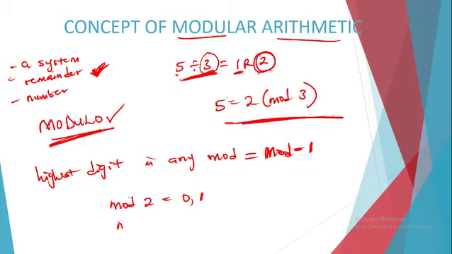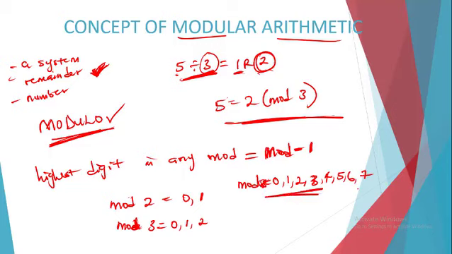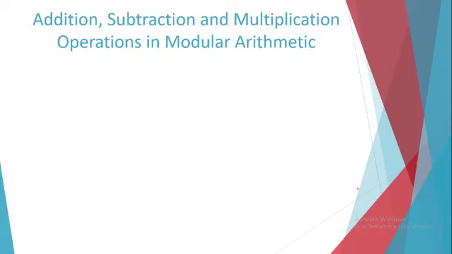Then when we are dealing with mode 3, we are looking at 0, 1 and 2. There is no 3. Do we understand? So when we are dealing with mode 8, we now talk of 0, 1, 2, 3, 4, 5, 6 and 7. Okay? Now with that, let us look at some examples.